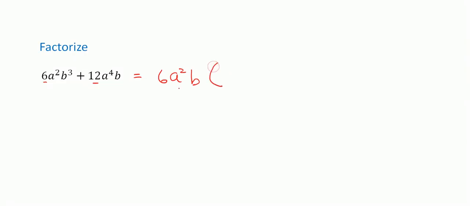And we're going to go open brackets. So 6a squared b multiplied by what will give me 6a squared b cubed? All I need to do is put b squared here. Plus the next term is 12a to the power 4 b. So we need to put 2 because 6 by 2 will give me the 12, and I need to get a to the power 4, so I need to put a squared, and we already have the b.